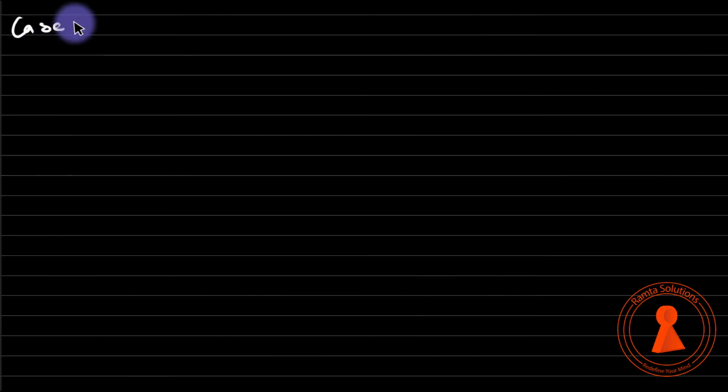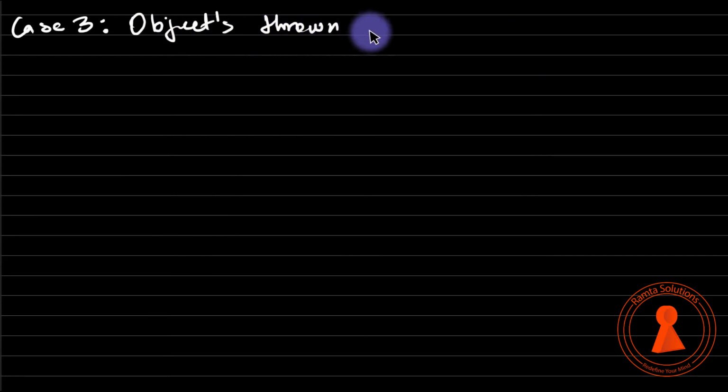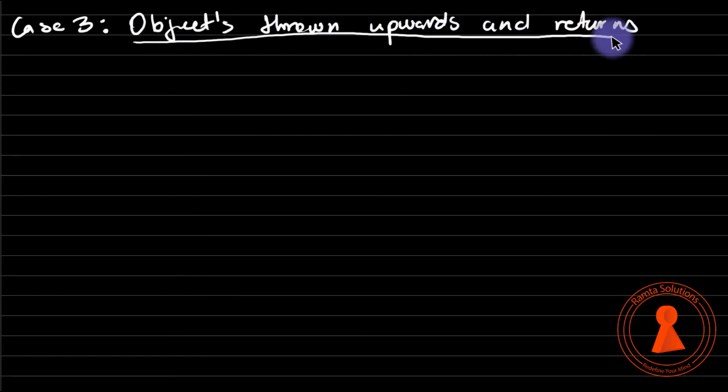Now, case 3, object is thrown upwards and returns to the initial position. So what is happening here? There's something important that we need to mention. The object, when it's thrown up, must return. So there is what we call time symmetry.